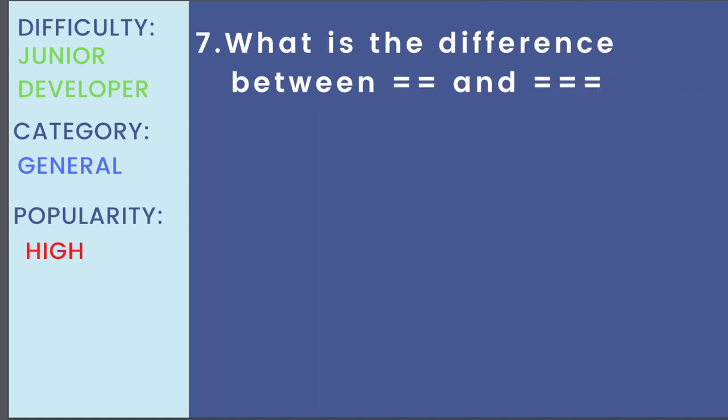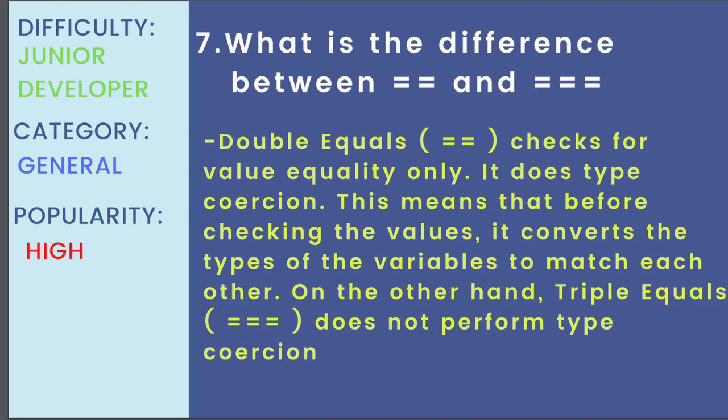Question number 7. What is the difference between double equals and triple equals? Very popular question as well. Now it's time to pause the video and answer yourself. Double equals checks for value equality only. It does type coercion. It means that before checking the values, it converts the types of the variables to match each other. On the other hand, triple equals does not do it, and that's the simple answer.